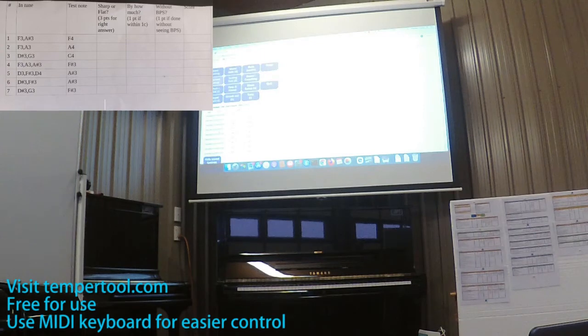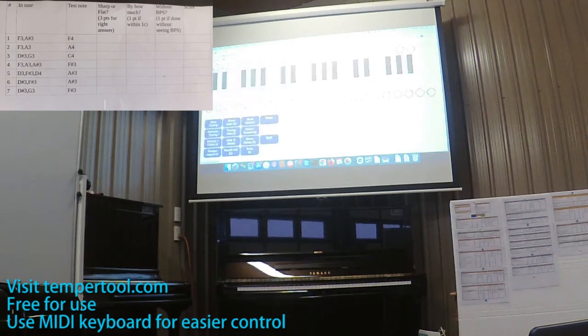The next one is, okay, in this case, we're doing consecutive major thirds. We're happy with F and A, and we've already tuned the B flat, and we're happy with that one. And the question is, what is F sharp?